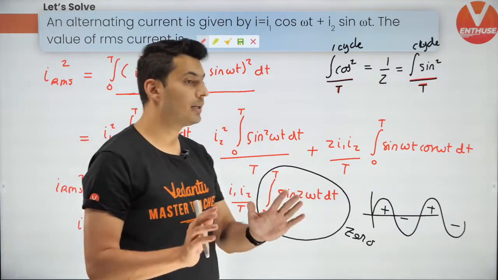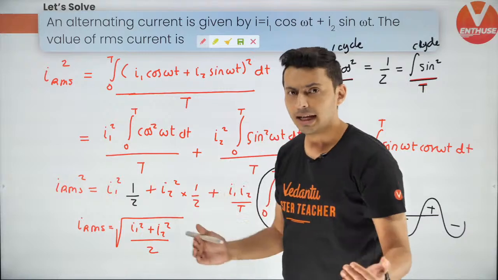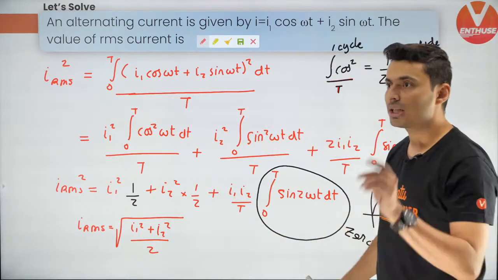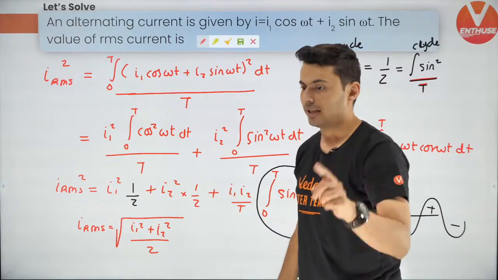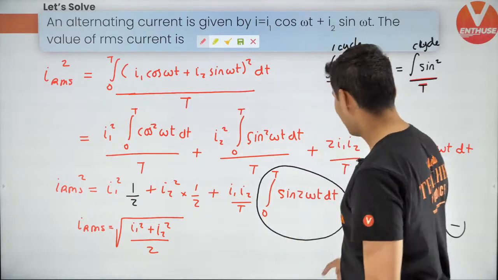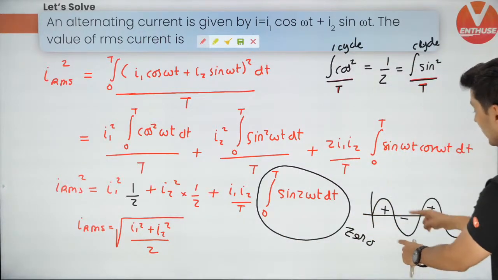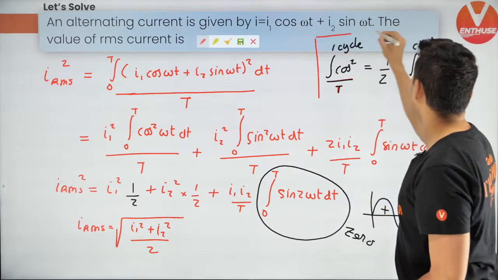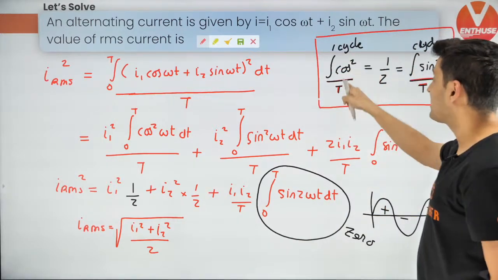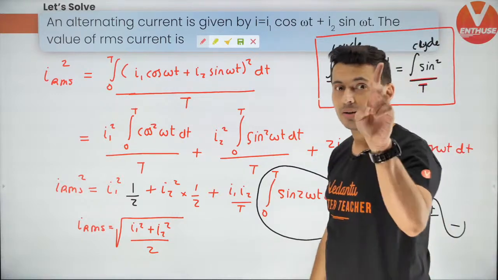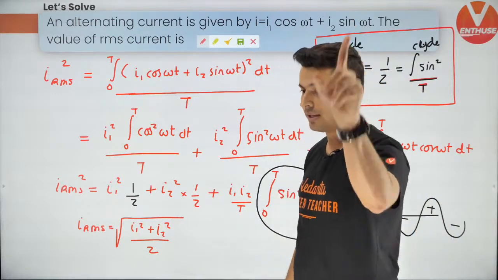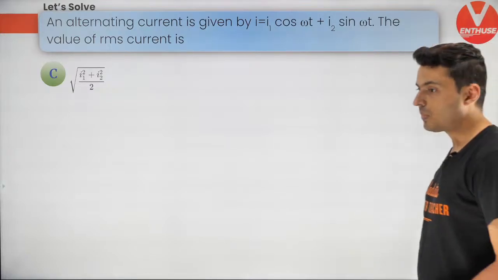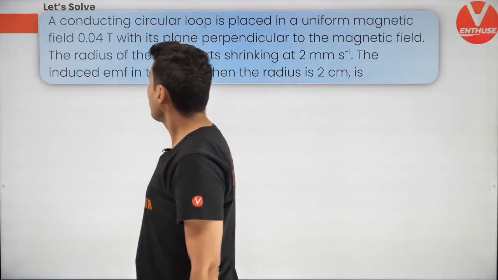Yes, it can be a difficult question for mains on the higher side. A lot of people will leave this question, but those people who solve this question will definitely get top ranks. Keep this in mind. So that is the trick to be used. The total area is 0, so that's how it goes away. And the second trick is, remember this: for one cycle, the value of cos square or sine square is half. Keep this in mind. Okay, so that's the answer. Very good.